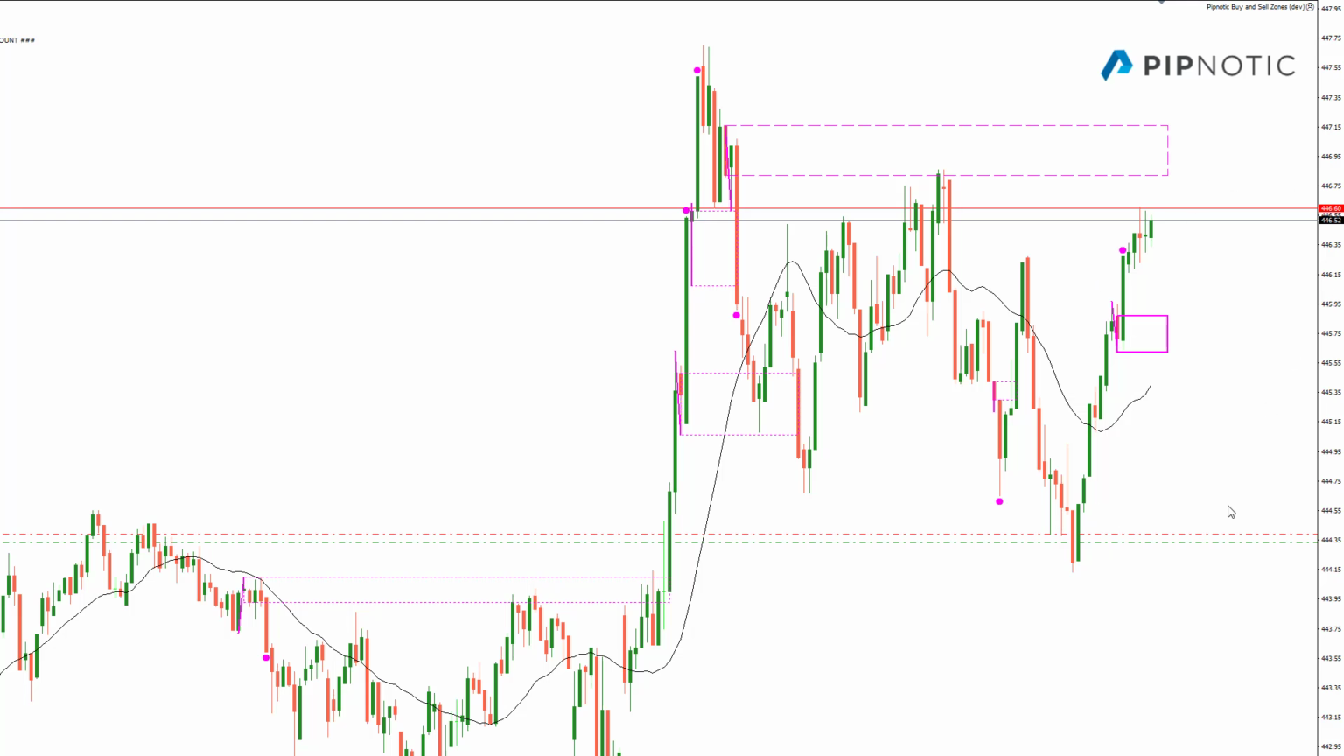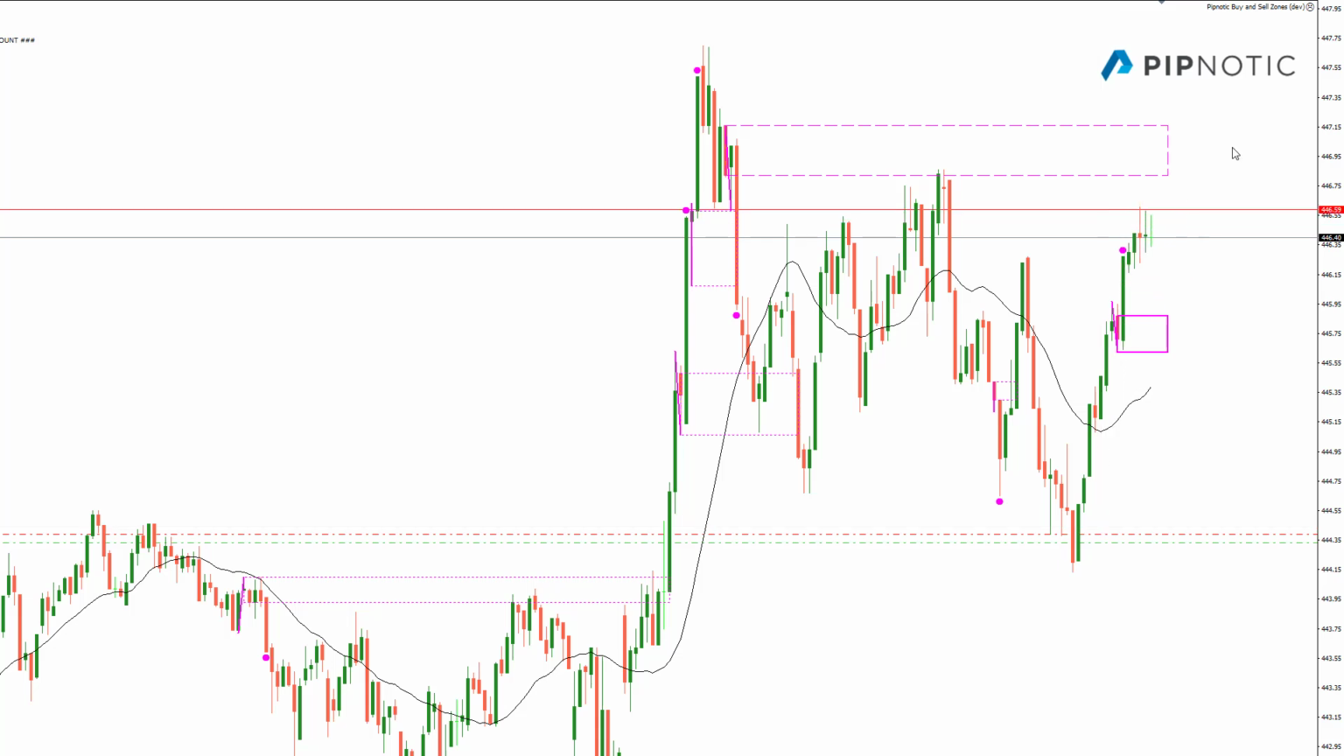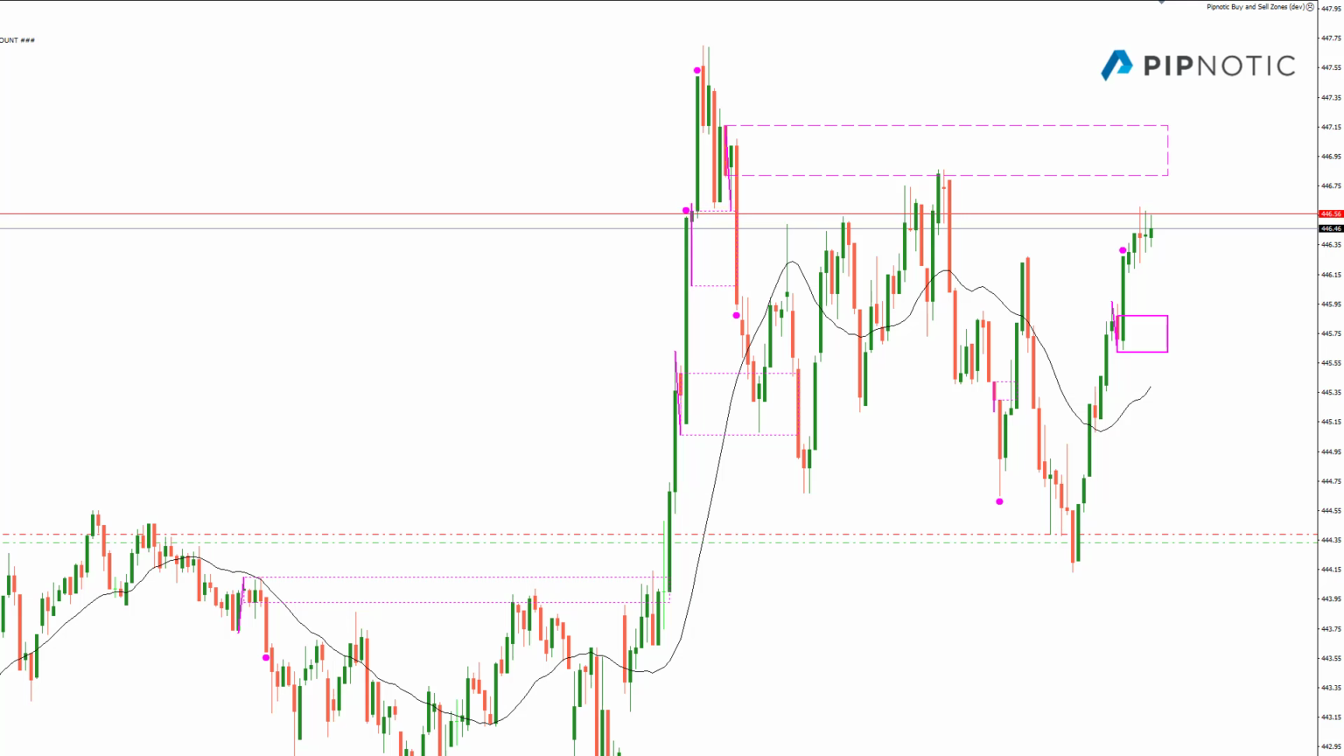Okay, so price is currently moving. We're just a few points up. It's not a big one, maybe 18-20 pips up now, and now we're just going to wait and see what happens. So I'll pause this and we'll come back to this shortly.